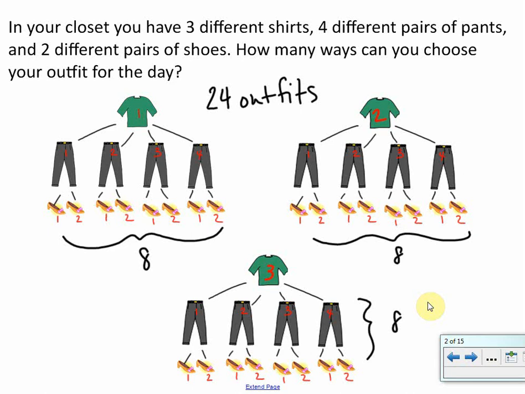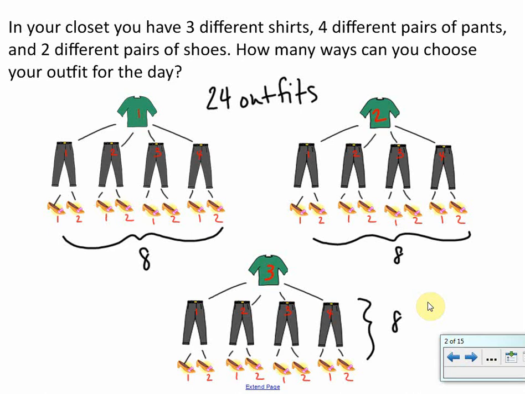So I have a little clip art diagram here for you. You have 3 different shirts that you could pick, and then for each one of those 3 shirts you have 4 different pants options, and then for each one of those 4 pants options you have 2 shoes options. So for each shirt, 1 to 3, you have 8 different possible outfits you could make, giving you 24 different possible outfits total. Now that seems okay.